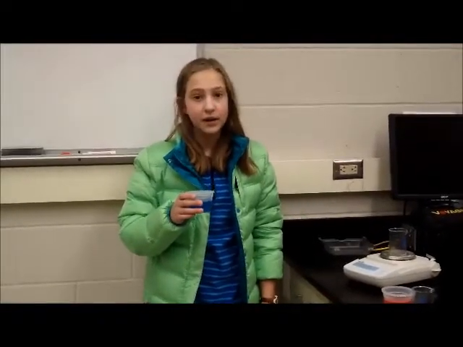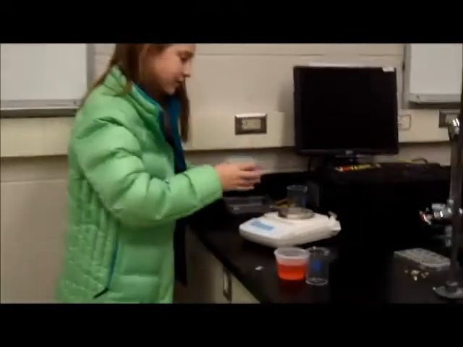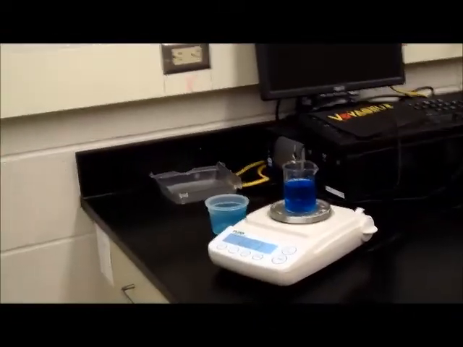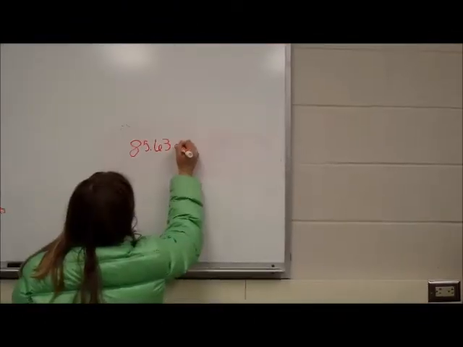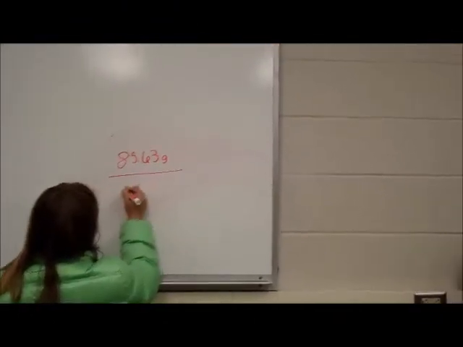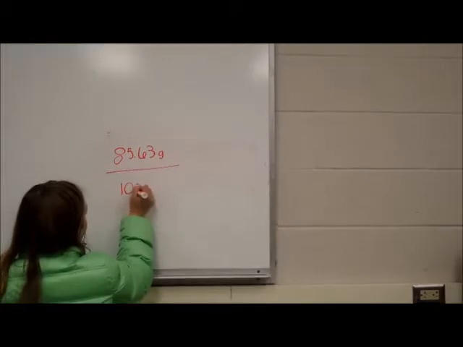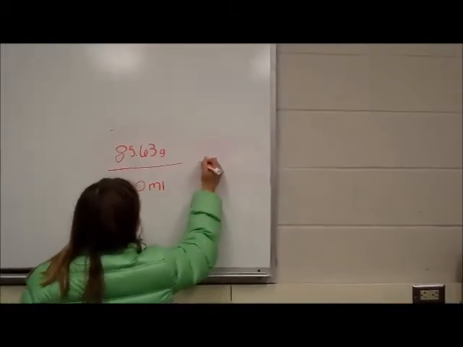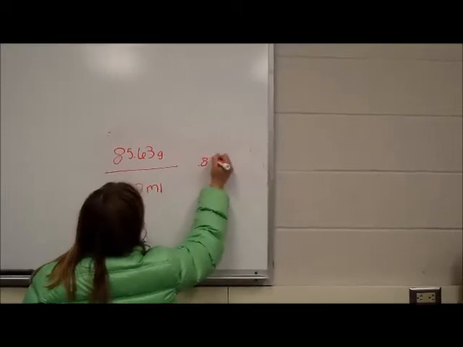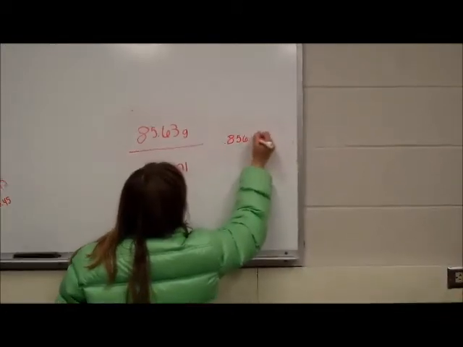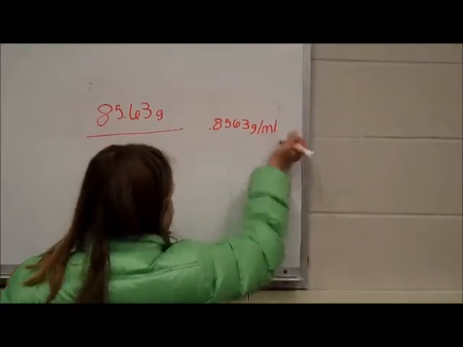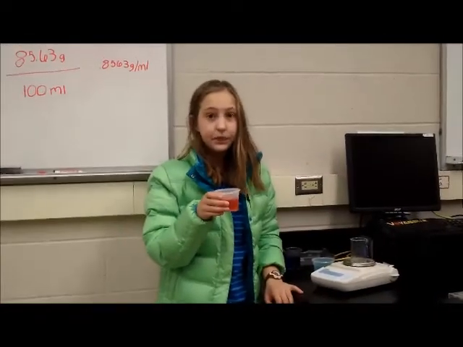Now for the fourth liquid, Dawn dish soap. And we found the mass to be 3 grams. And we're going to divide that by our 100 predetermined milliliters. So we should get 0.8563 grams per milliliter. Fifth liquid.